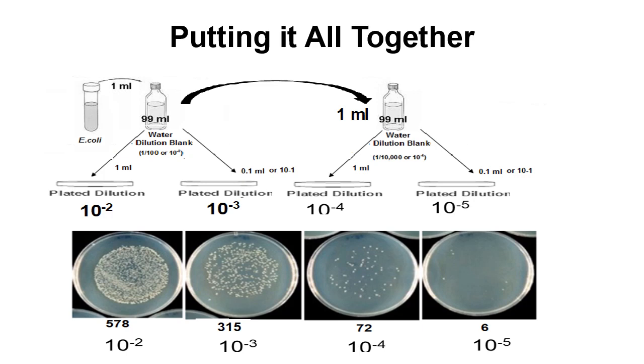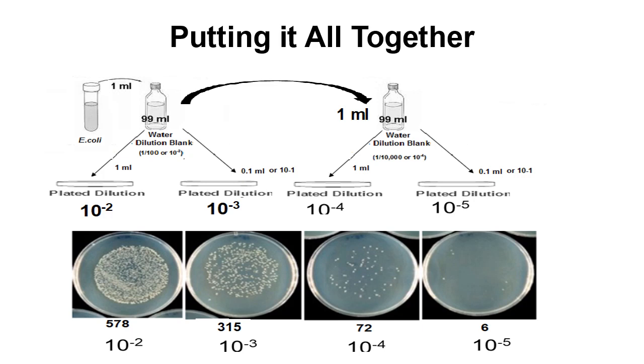Our second bottle, we also made 2 plates. The first plate, we withdrew 1 mil. So 1 mil times 10 to the negative 4 is 10 to the negative 4. The second one, we pipetted 0.1, so 10 to the negative 4 times 0.1 is 10 to the negative 5.